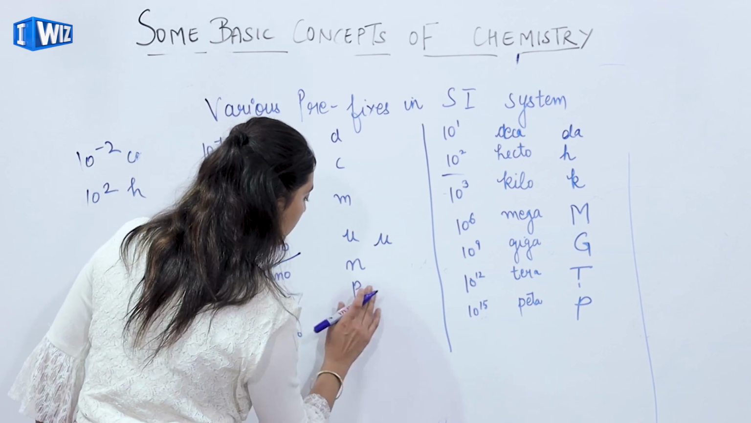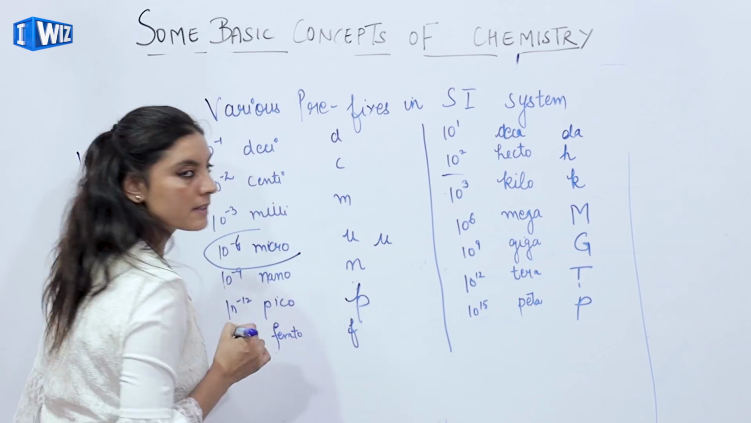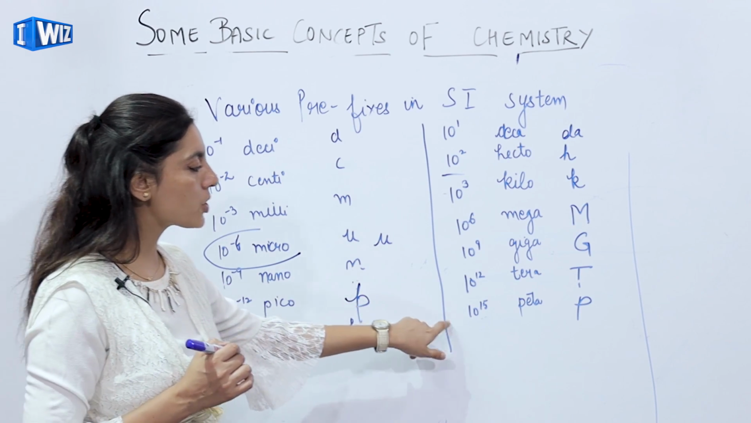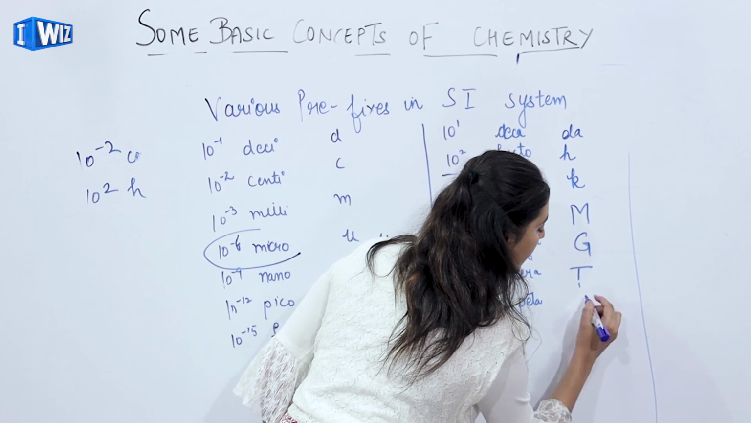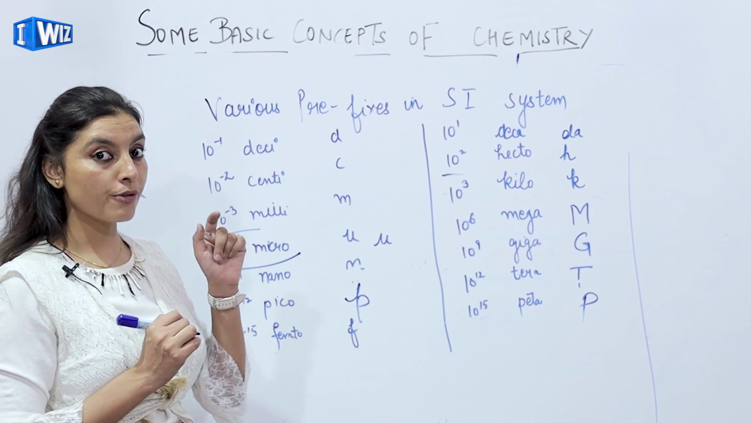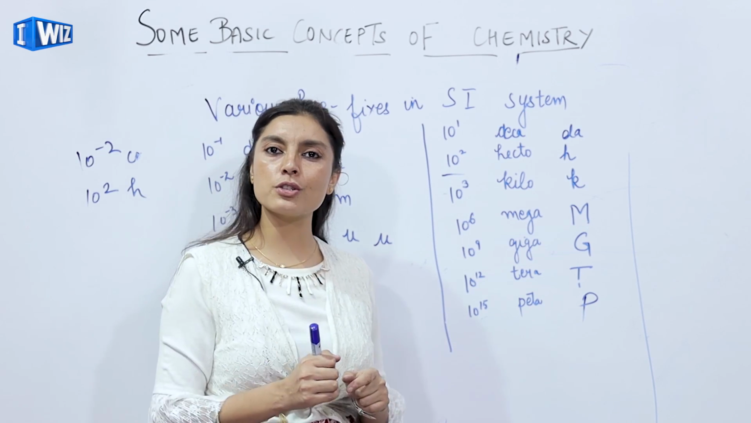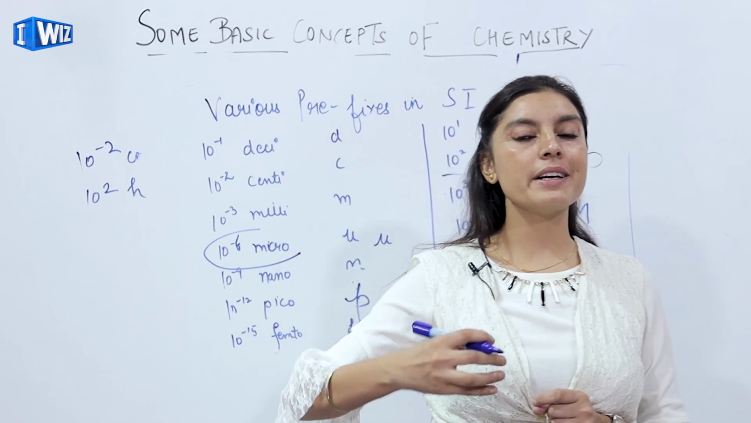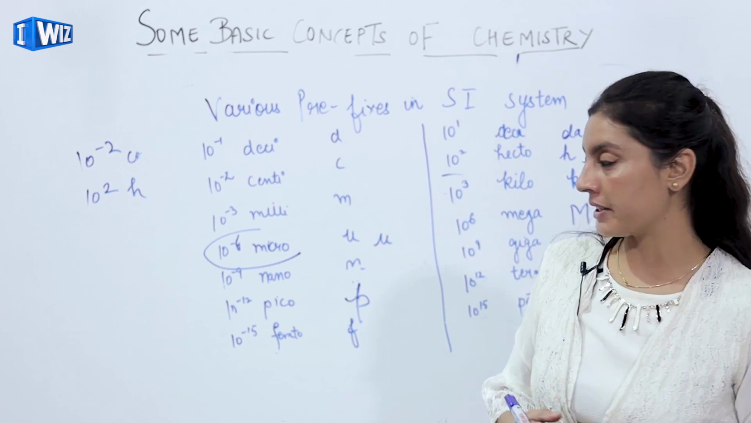Make sure that we are clear with their symbols, because when I talk about the pico, it should be the small p. When I talk about the peta, it should be the capital P. So this is something which is very, very important. So from here, I believe that you should also know some of the rules and regulations to be followed when you are representing any physical quantity with its units.